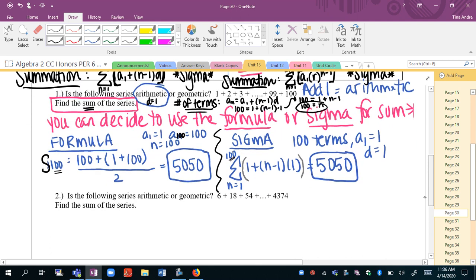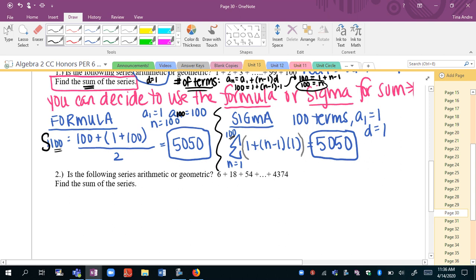If we look at number 2, it's the same type of question. Is the following series arithmetic or geometric? Well, when I look at the pattern here, I'm seeing that it's times 3. So this is geometric. My common ratio is 3. Let's do this both ways. Let's figure it out using the formula, and let's figure this out using the sigma notation.